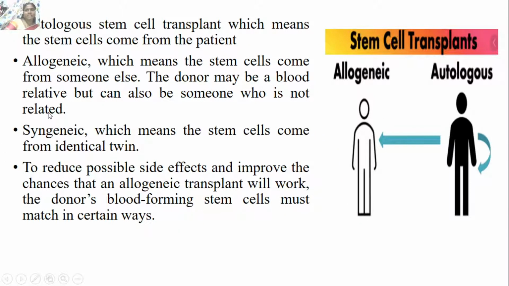So in stem cell transplantation, it may be autologous or allogenic. Autologous means the stem cells come from the patient itself. Allogenic means the stem cells come from someone else, from donor to the patient. The donor may be a blood relative but can also be someone who is not related but has a matching blood group. Syngeneic means the stem cells come from an identical twin. To reduce the possible side effects and improve the chances that an allogenic transplant will work, the donor's blood forming stem cells must match in certain ways.